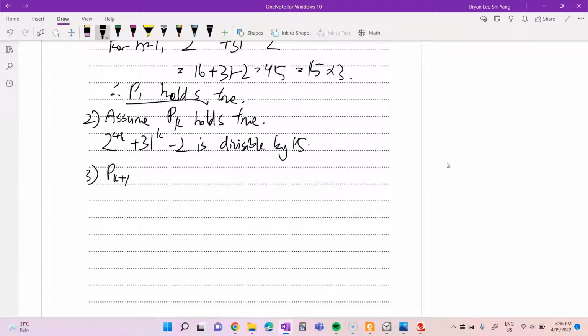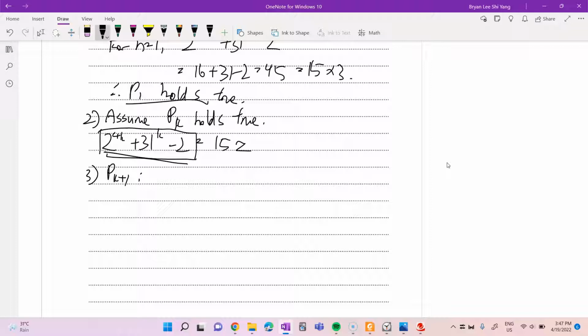So for P(k+1), let me erase this because I think I've repeated something. I want to rephrase this into something like, we know that this is a multiple of 15, so let's say this is 15 times some random z. So z is, I don't know what number, but we know that this whole thing is just a multiple of 15, and then I think, yeah, that's it.